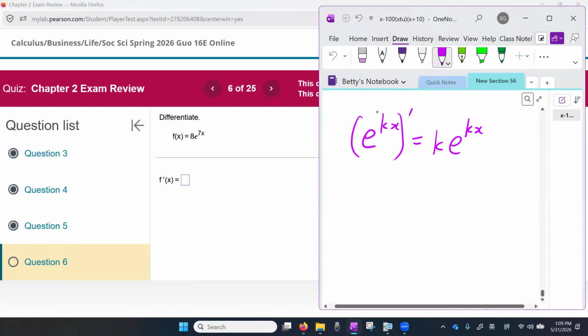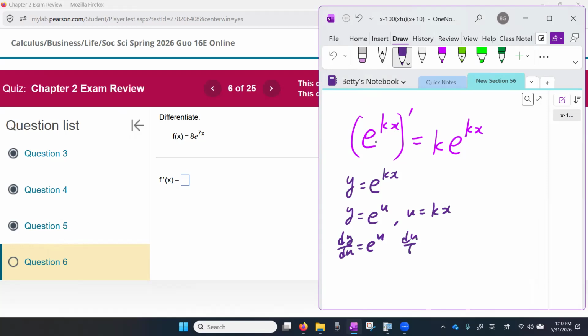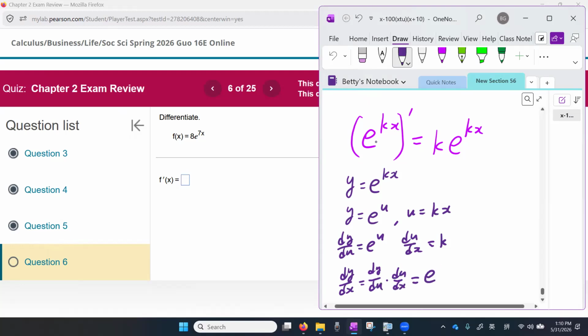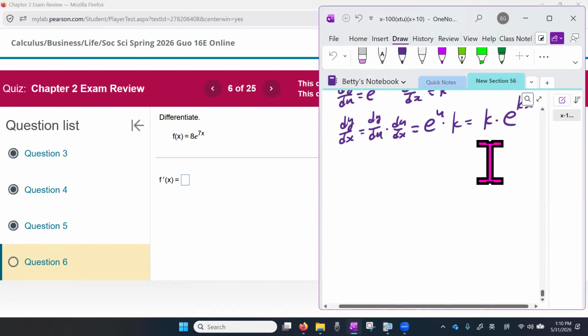Otherwise, you would use the chain rule. So we can prove this formula by using chain rule. If y equals e to the power of kx, we can let y equals e to the power u, where u equals kx. dy du is e to the power u, du dx is k. So dy dx equals dy du times du dx. That gives e to the power u times k, which is k times e to the power kx. Right? Okay, assume you understand that, and knowing this formula, we're going to use that formula.